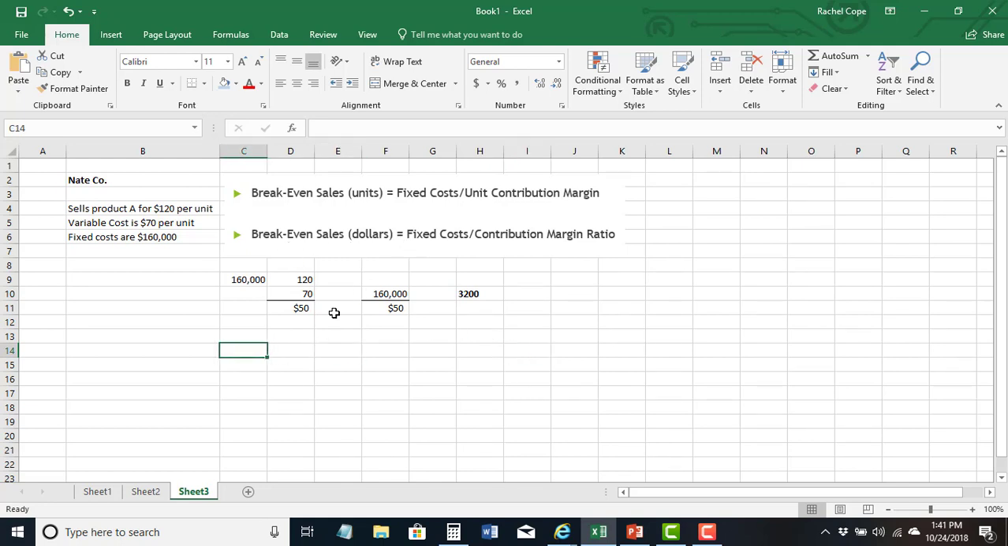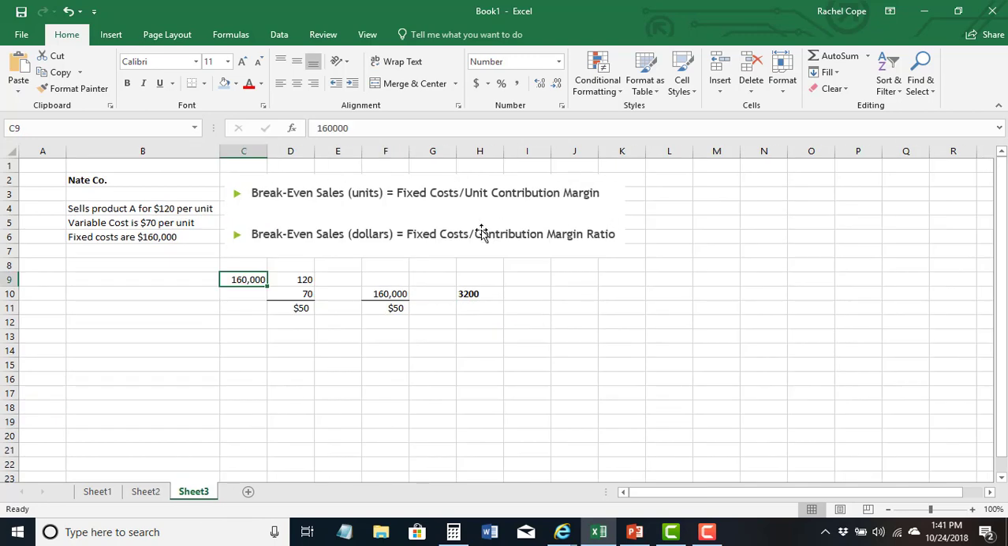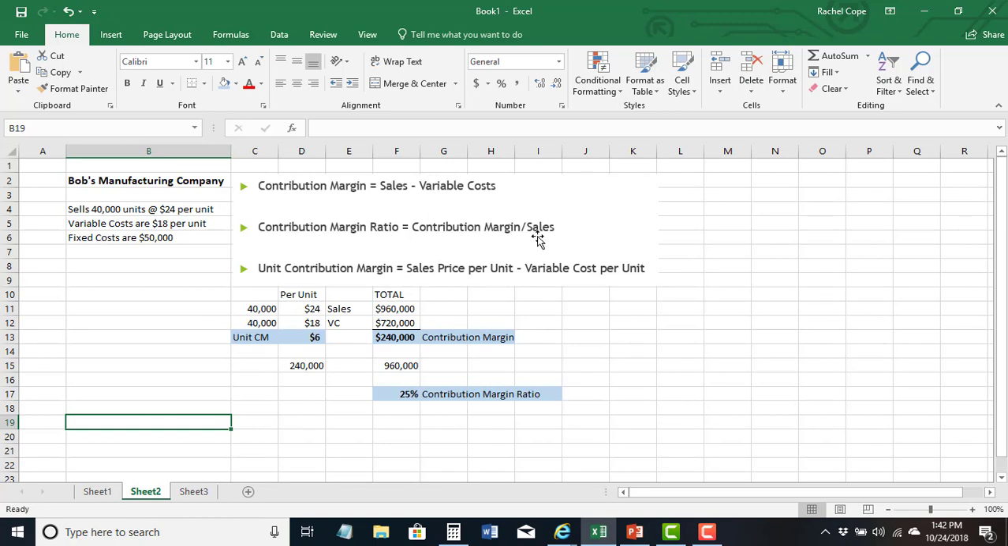Now, break-even sales, we can look at again from a different perspective, from just pure money. To calculate that, we take fixed costs, which are 160,000, and divide by our contribution margin ratio. The contribution margin ratio, if you didn't get this in the earlier video, go back and watch it, but I'll go over it quickly. The contribution margin ratio was contribution margin divided by sales. The contribution margin was sales minus variable costs.